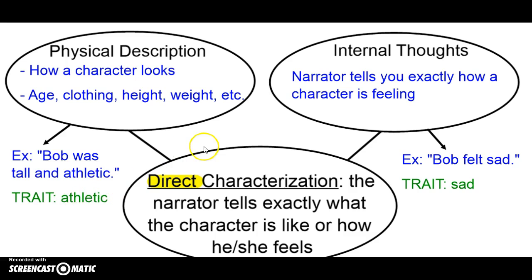Bob's athletic. Another way authors do this is through internal thoughts. This is when the narrator tells you exactly how a character is feeling. So, for example, Bob felt sad. Right away, I know that Bob feels sad. I don't have to guess, I just know.